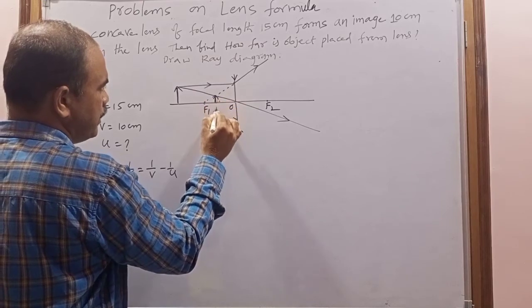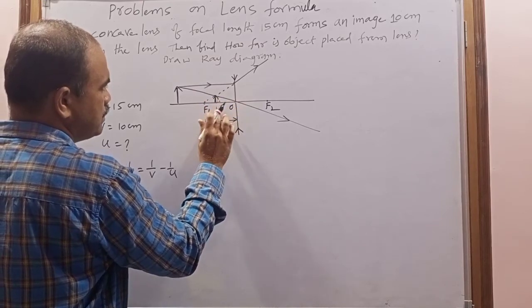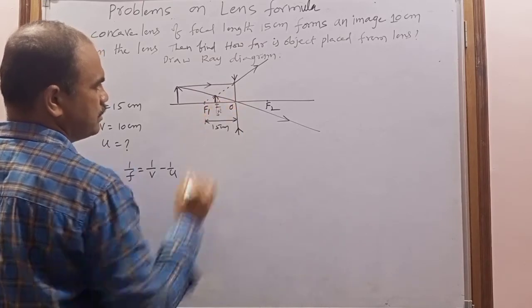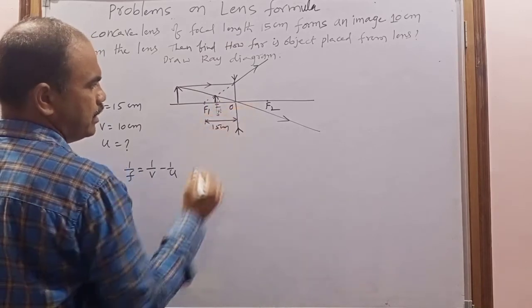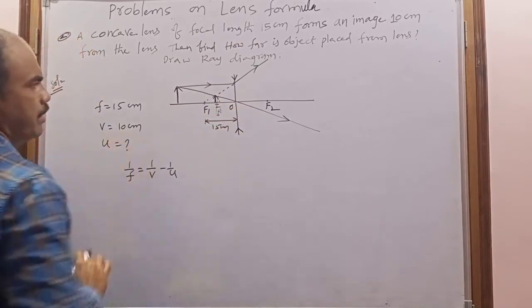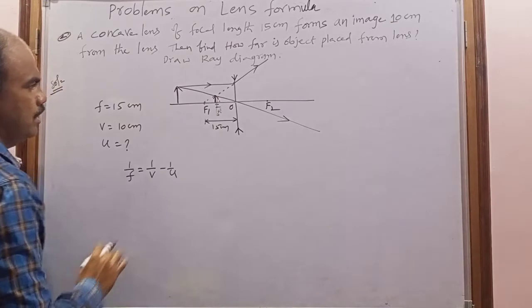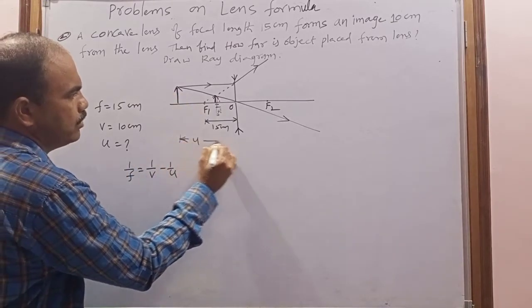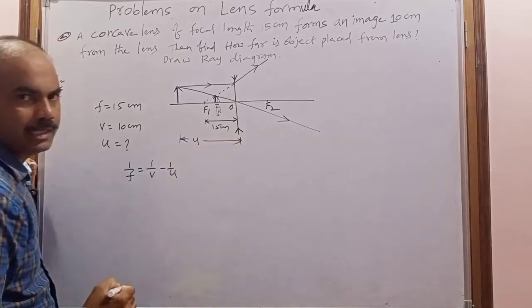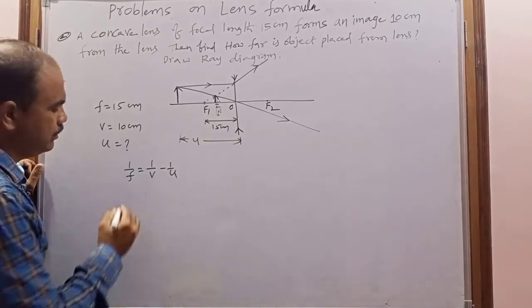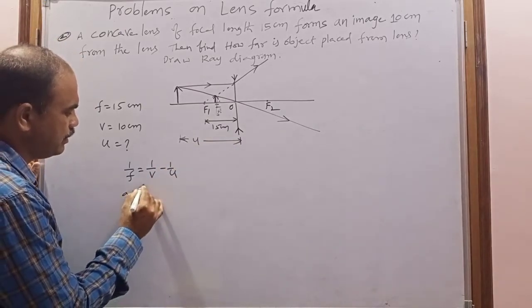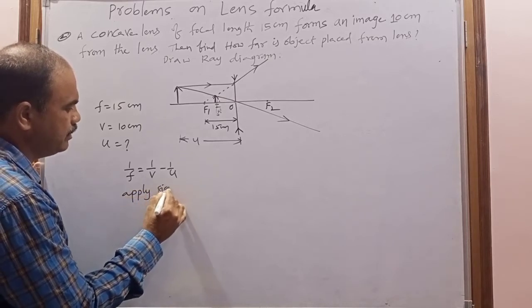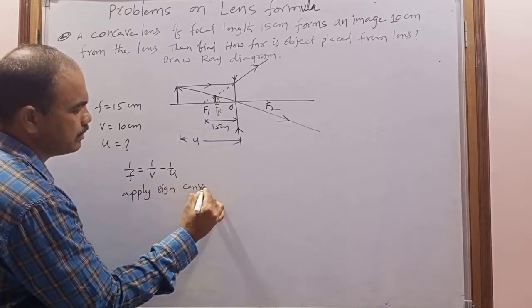So now this is the image distance. How much is this image distance? 10 centimeter. Here to here, this is the image. So this O to I is how much? 10 centimeter. So now you have to calculate, this is V. Sorry, this is U. You have to calculate this U. So then apply the sign convention.